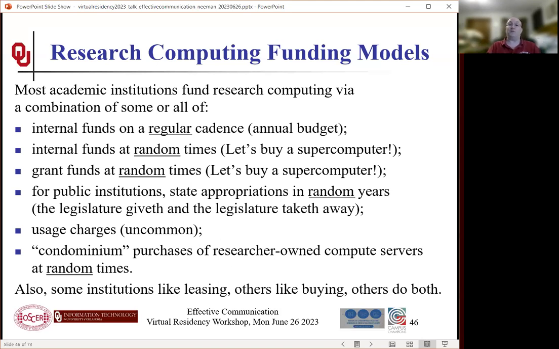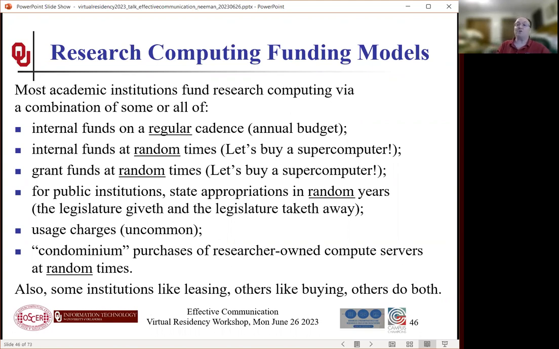At public institutions, you might have a state appropriation. I will tell you that at my institution, we have carefully not pursued that on the theory that the state giveth and the state taketh away. And we've seen it happen in some other states where they have a state research computing budget line item, and then there's a bad budget year and it's gone. And we don't want to be subject to those kinds of outcomes. And so we've avoided that.